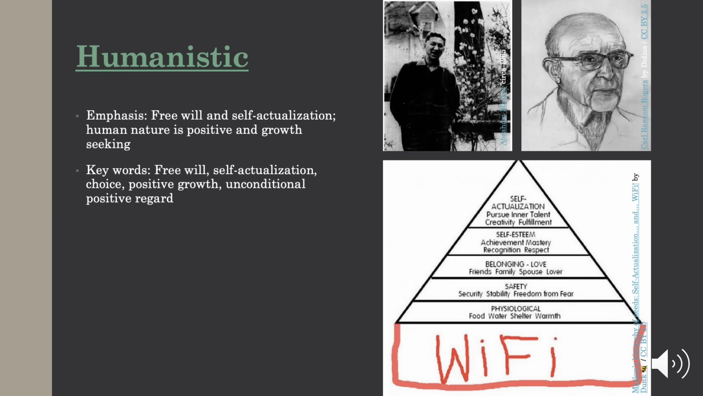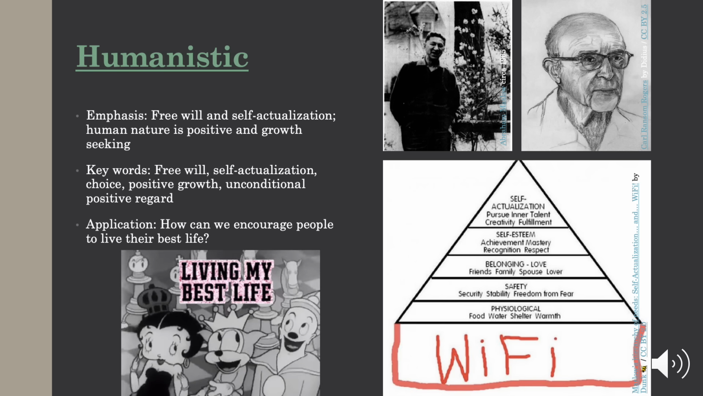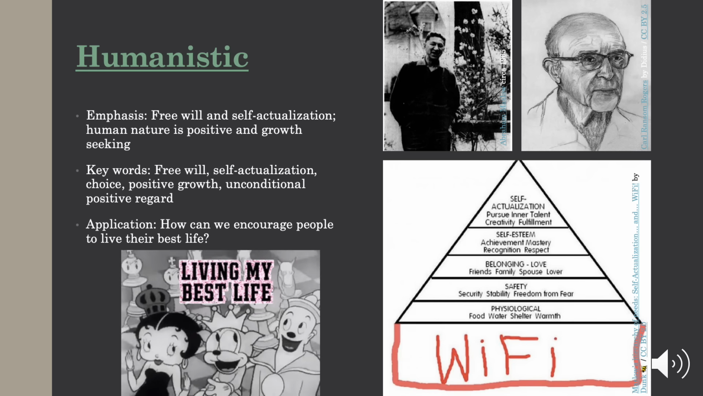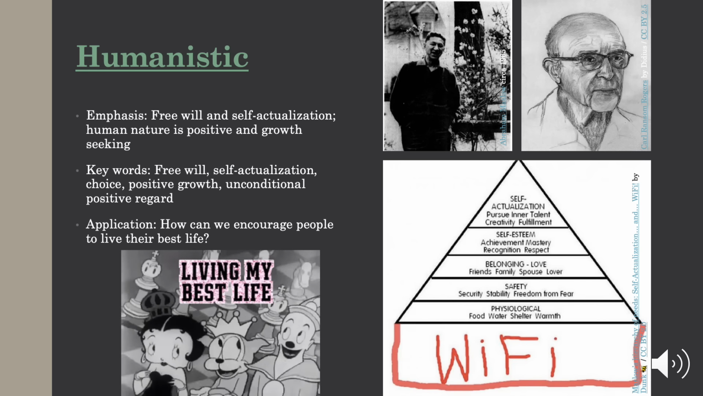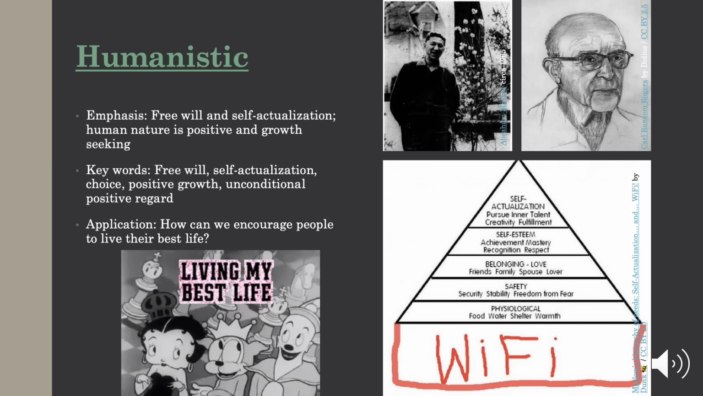Keywords to look for in the humanistic perspective are self-actualization, free will, choice, positive growth, and unconditional positive regard, which means showing warmth to others without conditions. Humanistic psychologists want to encourage people to live their best lives, which led to the foundation of positive psychology. In this GIF, you can see Betty Boop dancing with her pals, clearly living their best lives. That's humanism.